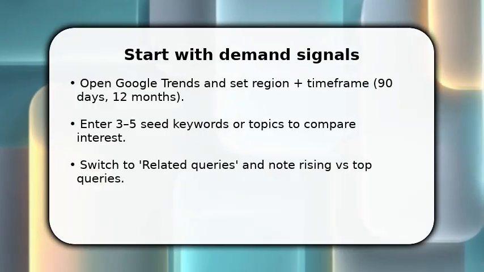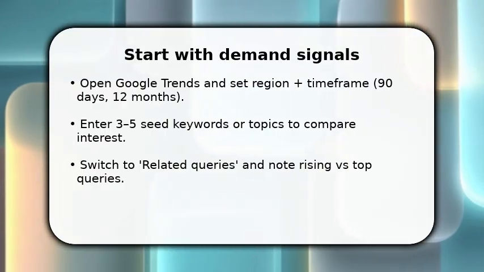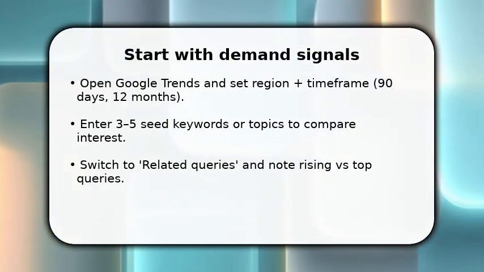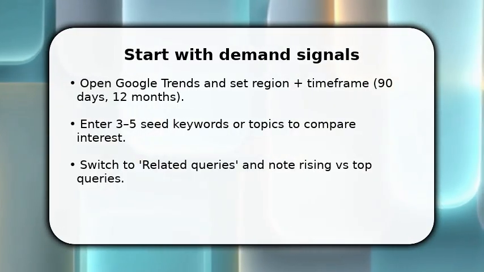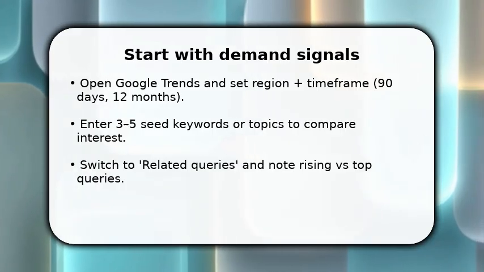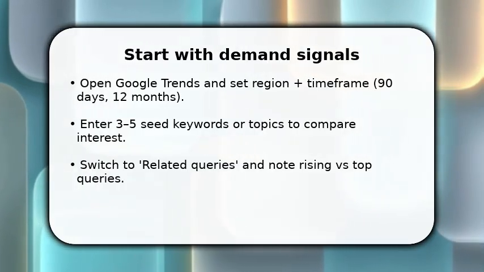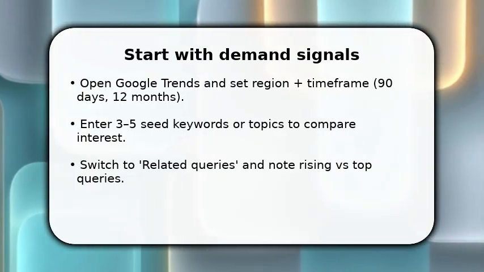You begin by hunting demand, not ideas. Open Google Trends, set your target region and a time frame like 90 days so you capture current momentum, and enter 3 to 5 seed keywords that match your channel. Once done, compare them side by side to see which topic has upward interest.